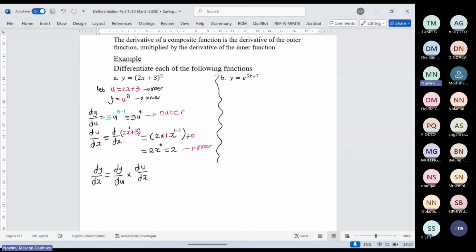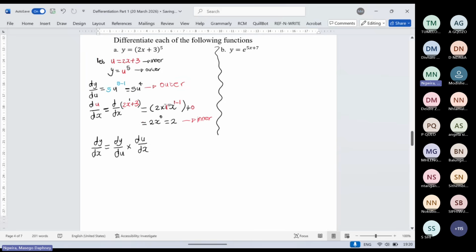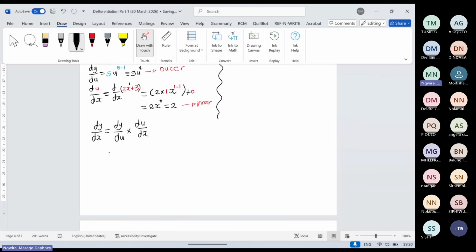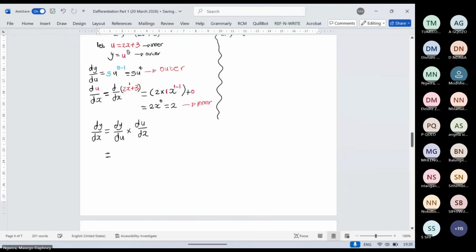So now I'm just going to substitute, replace. The formula is this one. My answer is going to be the derivative of the outer, 5u to the power of 4, and then times the derivative of the inner, which is 2. So my answer is going to be what? 5 times 2 is 10, then u to the power of 4. That's how we derive using the chain rule.